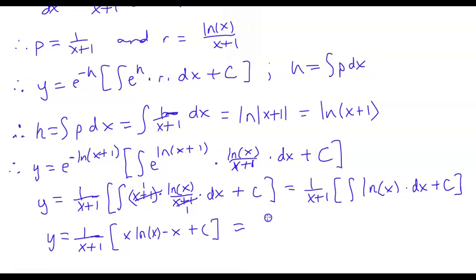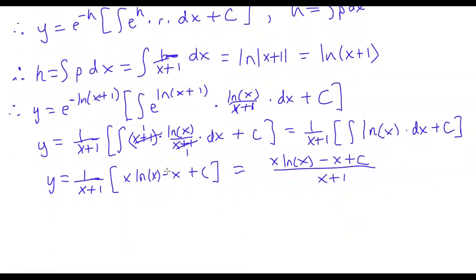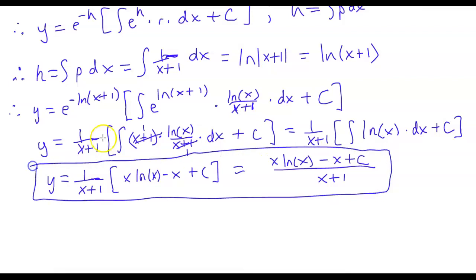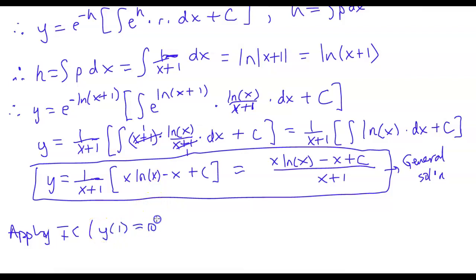So we could write it in compact form. But once we're here, it's just a matter of using the initial condition to figure out what our integration constant is. All right, so what we have here is our general solution, and we want to apply the initial condition. Our initial condition here is when x is 1, y is 10.